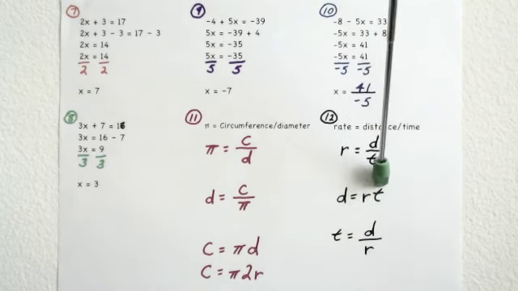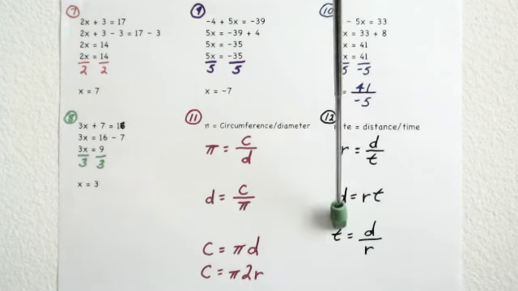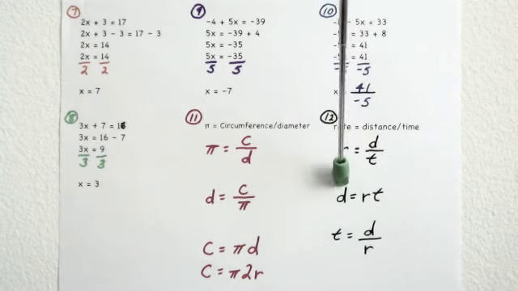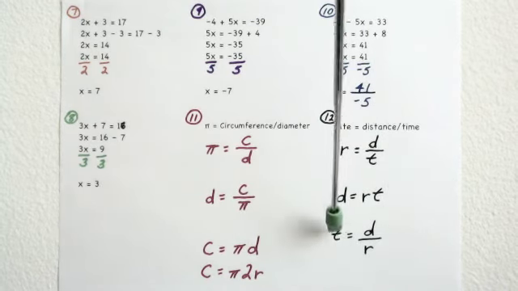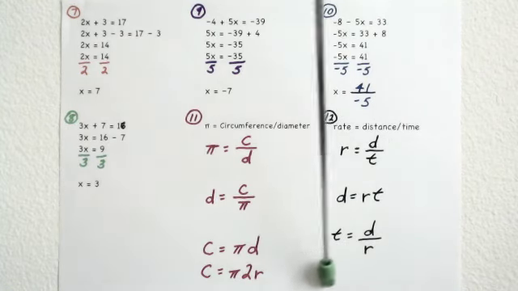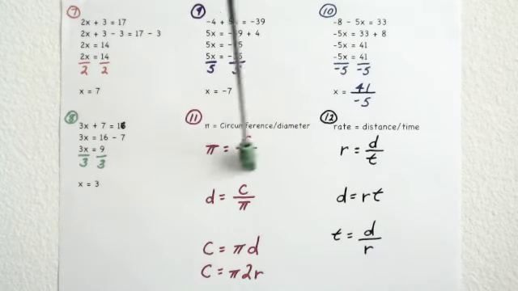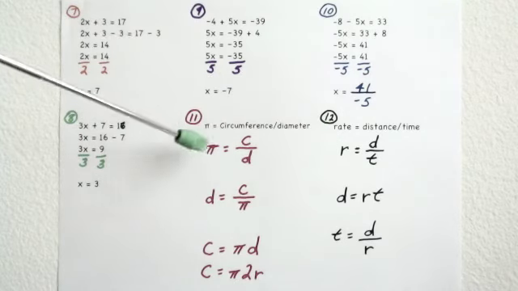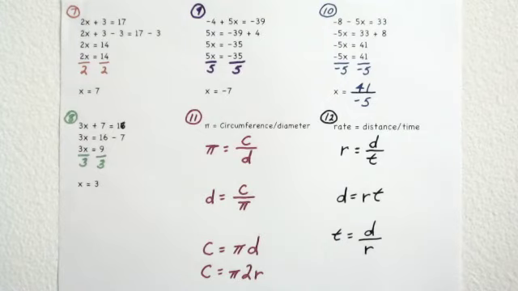Now, if I want to have time isolated, this variable isolated, I need to divide this by rate, and I need to divide this by rate. So distance divided by rate equals time. People spend a lot of time memorizing these rewritten equations. You only need to remember these two equations, and if you know how to rewrite equations to isolate for whatever variable you'd like, then you don't need to memorize anything else.